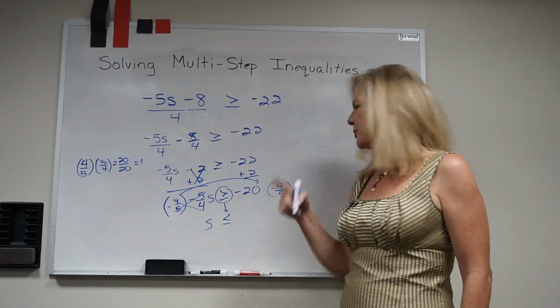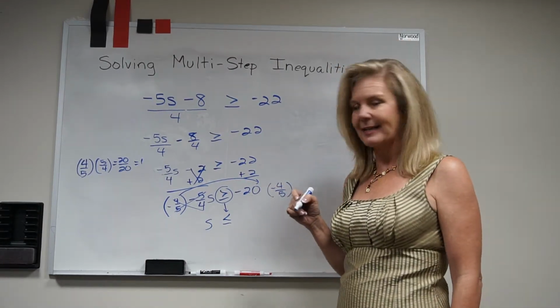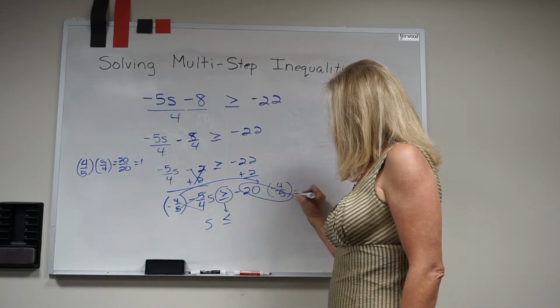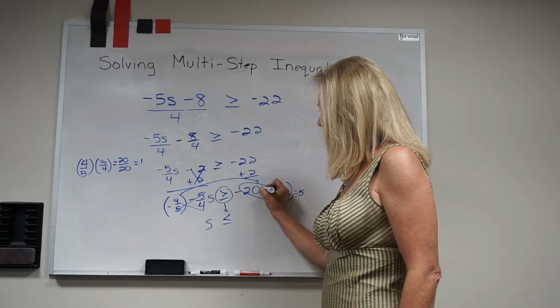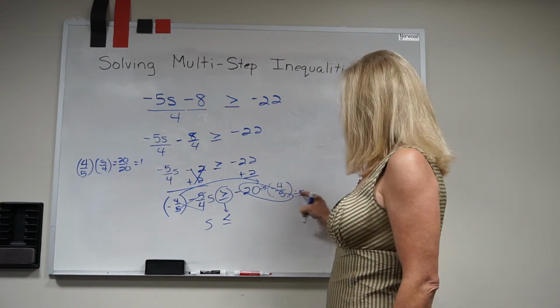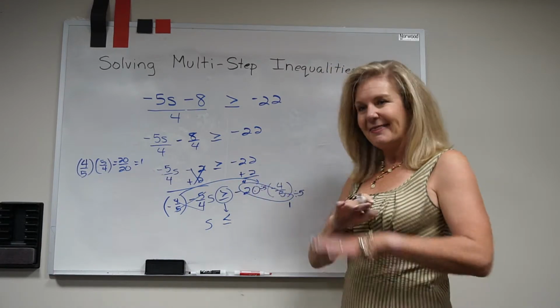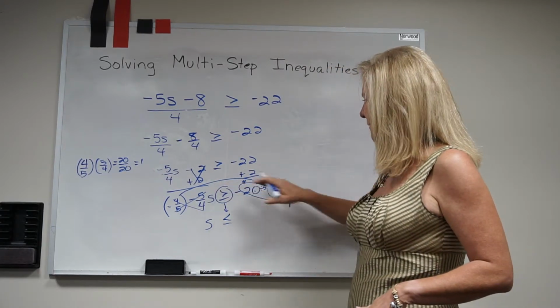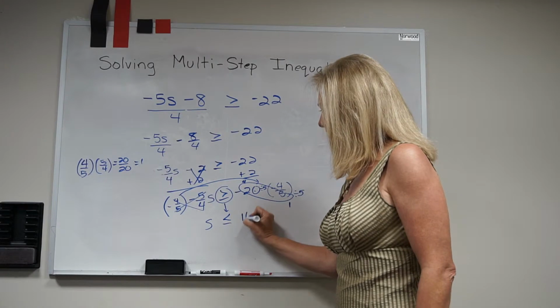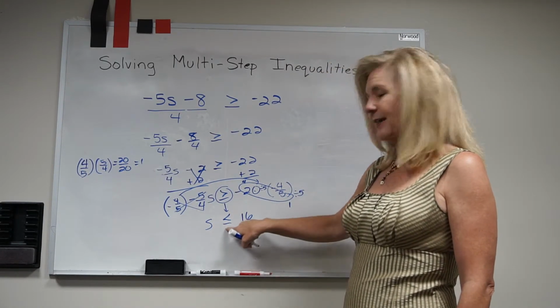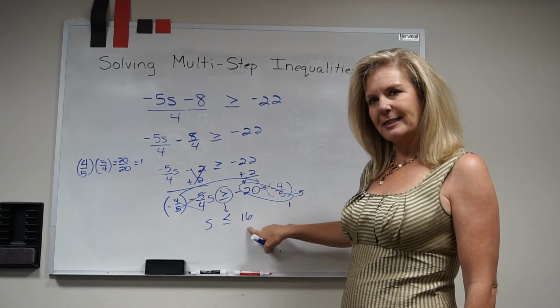I like to reduce along my diagonals. So I can see that I could divide this by 5 and I could divide that by 5. So 5 divided by 5 is 1, 20 divided by 5 is 4. That takes care of that. And I know that 4 times 4 is 16. So I know that my answer is all numbers that are less than or equal to 16.